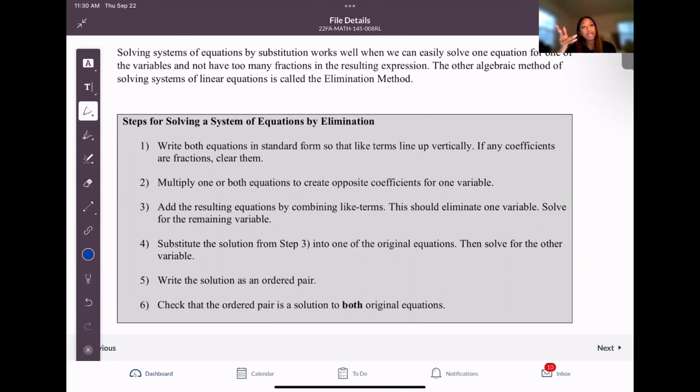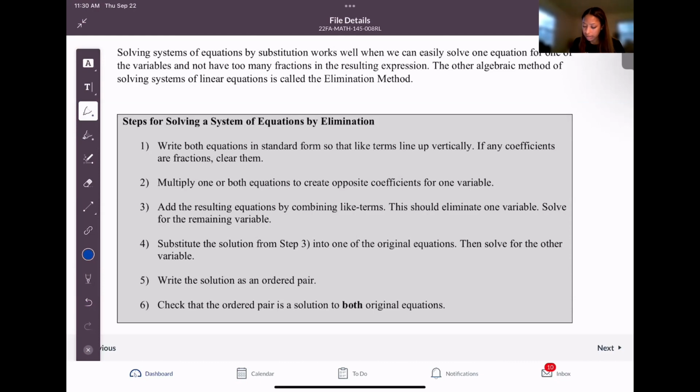Once we do that multiplication, then we go to step 2. We add the resulting equations together. So add the x's, add the y's, add the constants, see what you get. One of the variables should cancel, and then you'll be able to solve for the other variable, substitute that into the equation, and find our solution, our ordered pair.